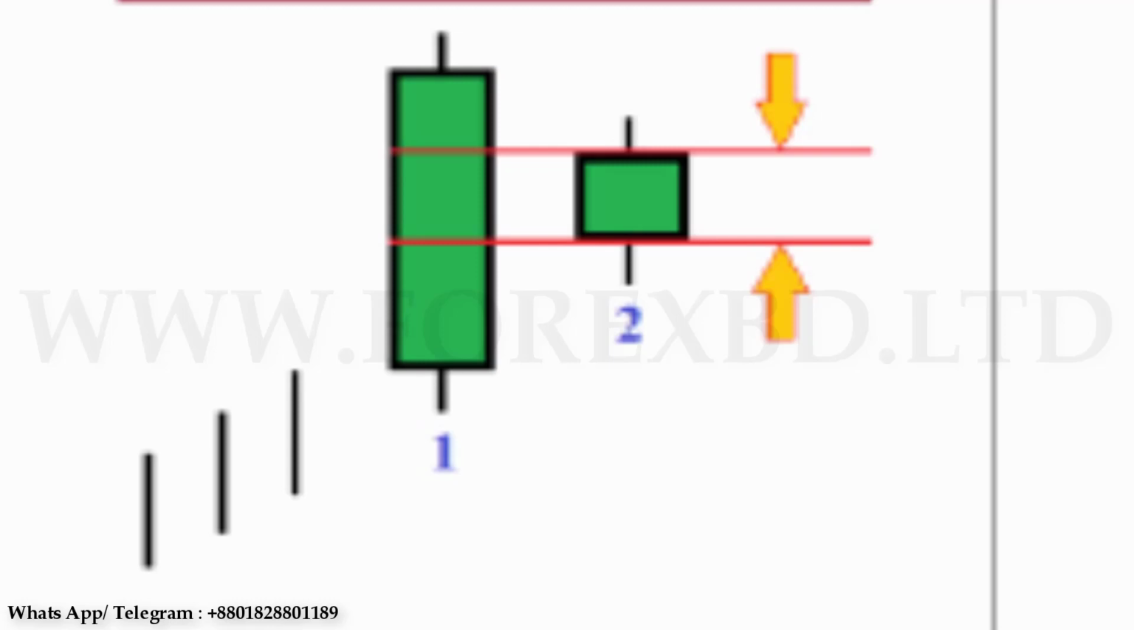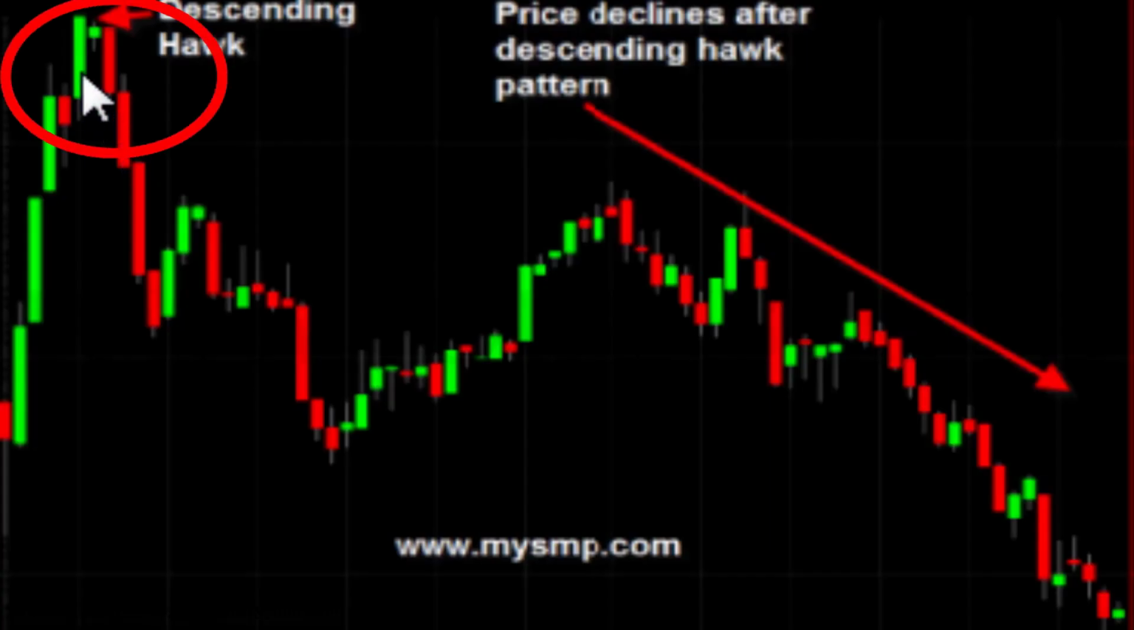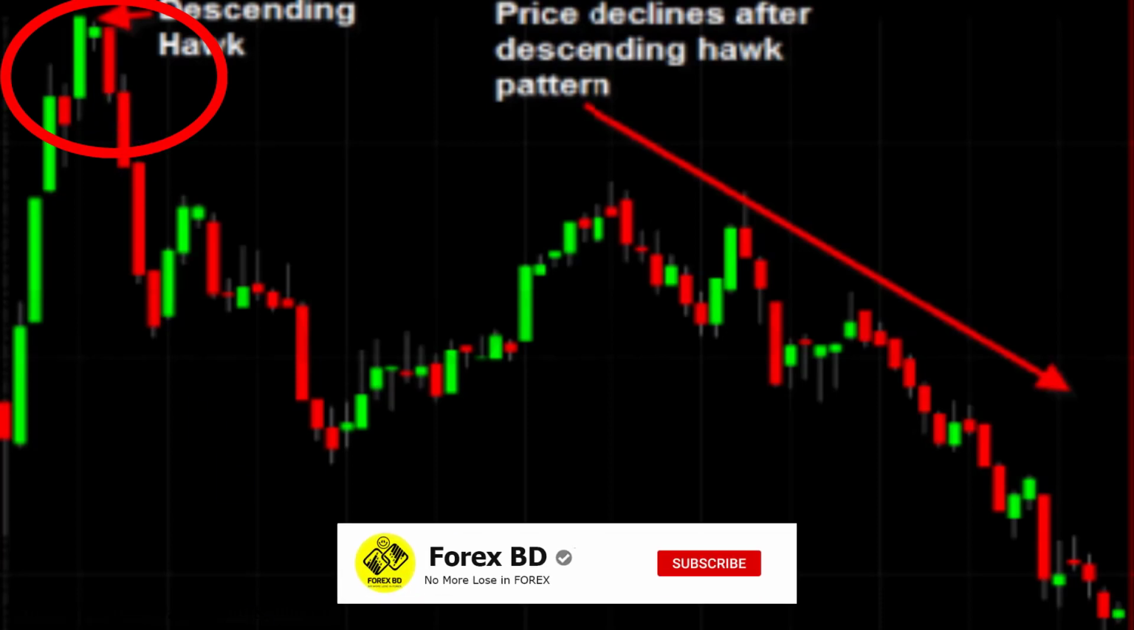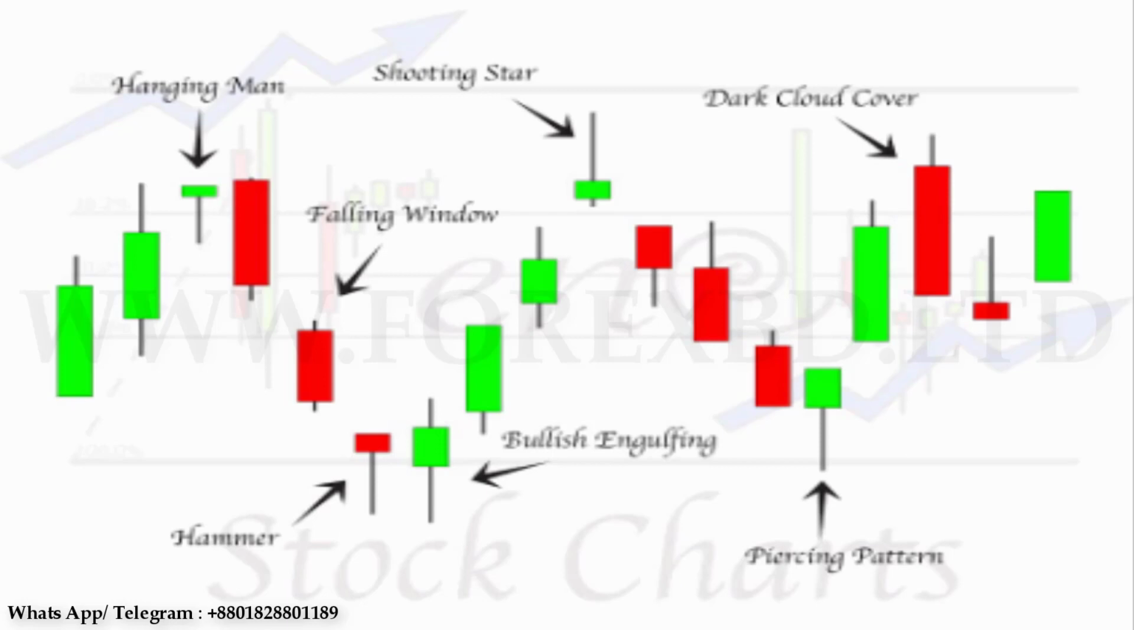be sure. Descending hook. After a strong bullish candle in an uptrend market, if again there is a bullish candle whose body remains within the range of the previous body, then this combination is called descending hook. This pattern provides a bearish reversal signal of the market, but the next candle must be a strong bearish to be sure.